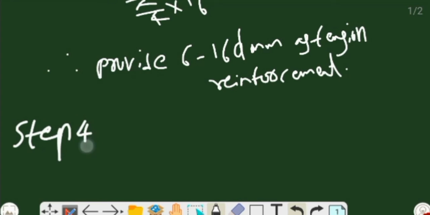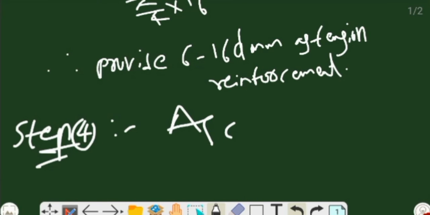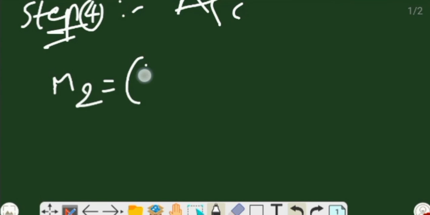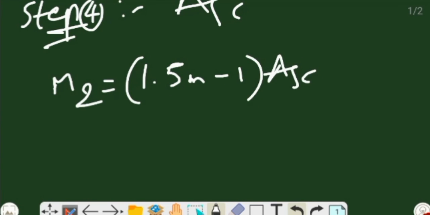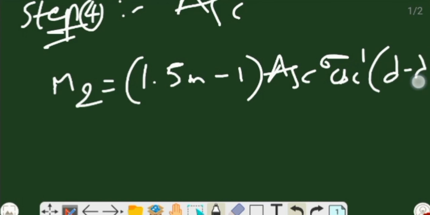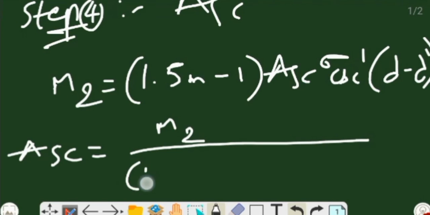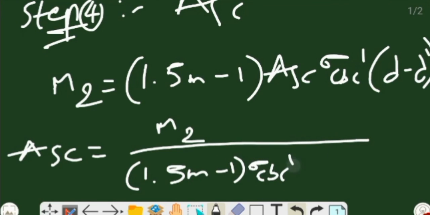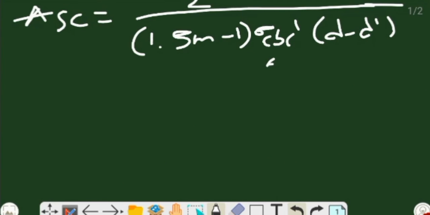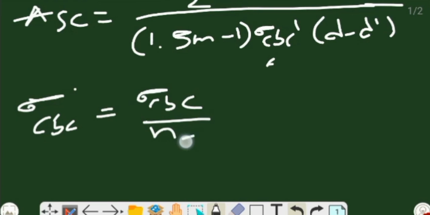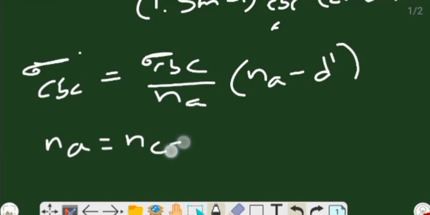Next step, calculation of compression reinforcement. M2 equal to 1.5 into M minus 1 into ASC into sigma CBC dash into D minus D dash. From this we get the ASC. ASC equal to M2 by 1.5 into M minus 1 into sigma CBC dash into D minus D dash. In this we know all the values except ASC and sigma CBC dash. Sigma CBC dash equal to sigma CBC by NA into NA minus D dash. We know that for a balanced section NA equal to NC. So NA equal to capital N into D.